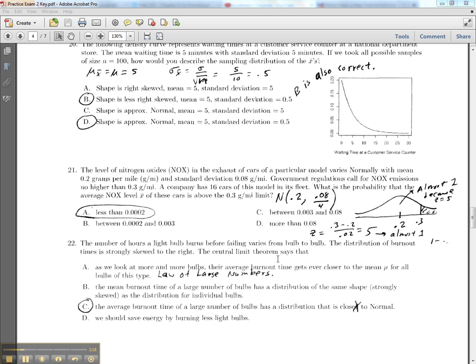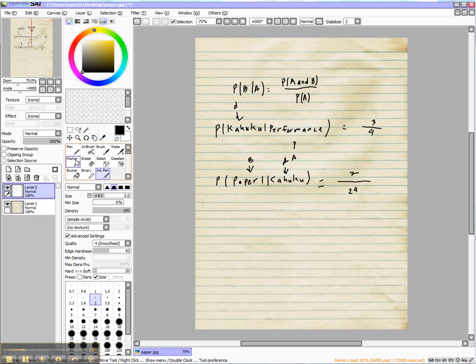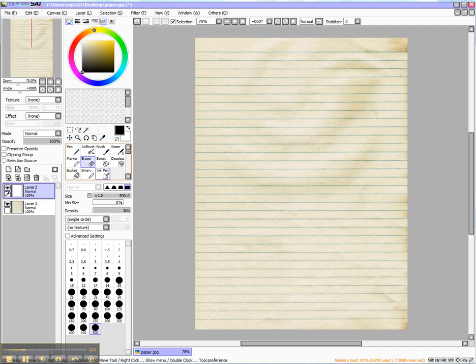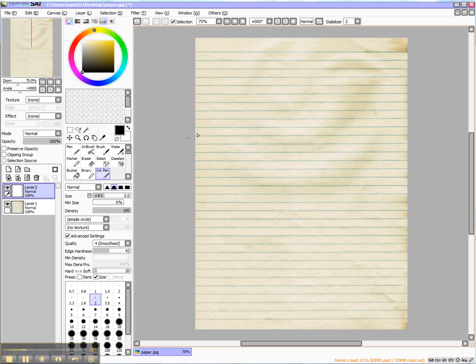Alright, let's go back. Actually, let's write the whole equation down. I don't want to miss anything. So I'm using this formula: Z is equal to X bar minus mu over sigma divided by the square root of n. So my X bar is the 0.3, my mu is 0.2, and then my sigma, remember, was 0.08 divided by the square root of 16, which was 4.